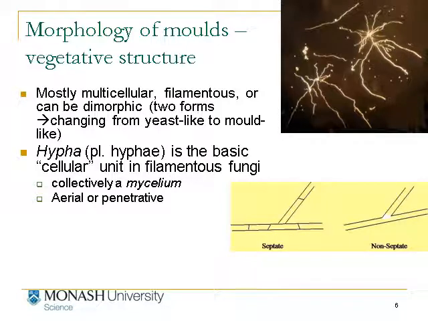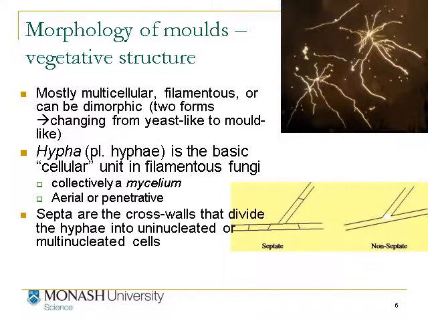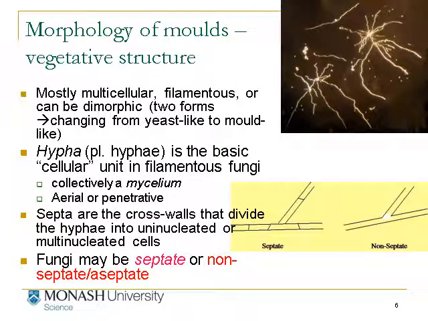Mycelia is plural. There are basically two types of mycelium, the aerial mycelium or the penetrative, generally horizontal type of mycelia. Septa are the cross walls that divide the hyphae into uninucleated or multinucleated cells. And there are also fungi that can be non-septated or aseptate.